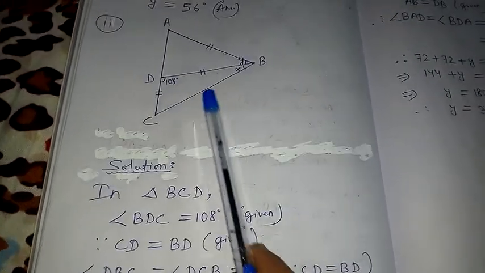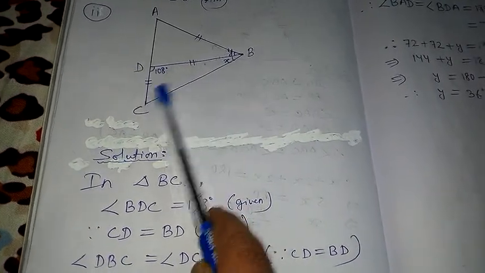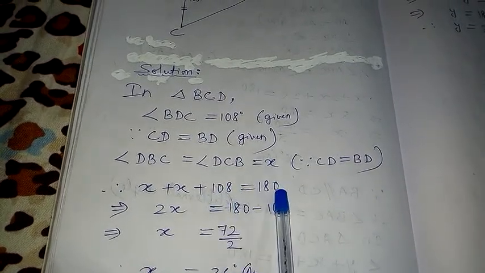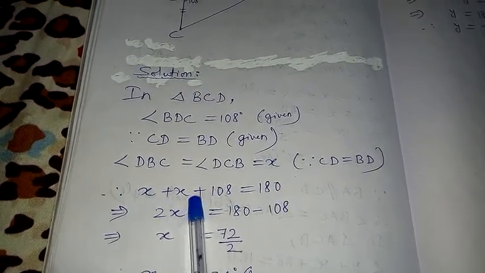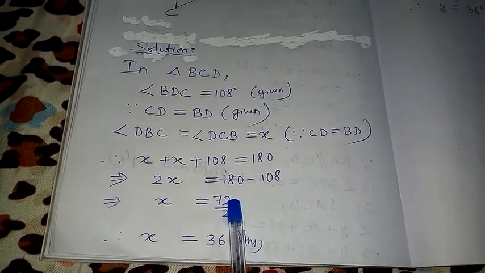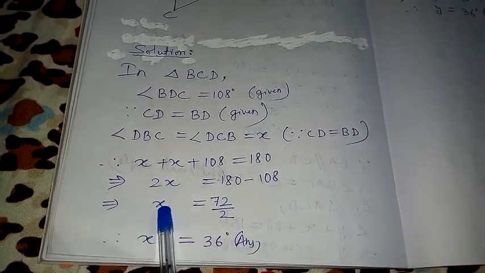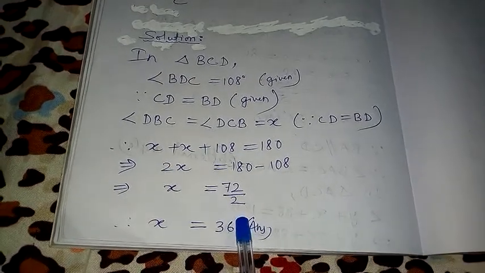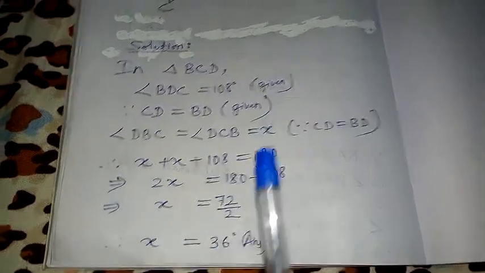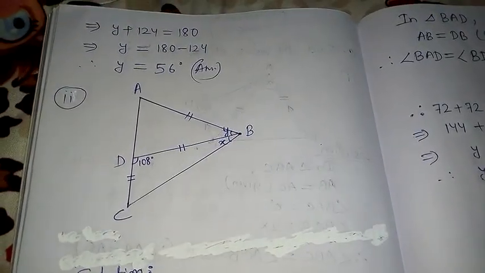Now we can say, now in this triangle, x plus x plus 108 equal to 180. 2x, x plus x, 2x, 108 comes here. After subtraction it becomes 72, and this 2x, if I want x, that means 2 will come and divide, so x equal to 36 degree. So first value has come. Now we'll try to find the value of y.